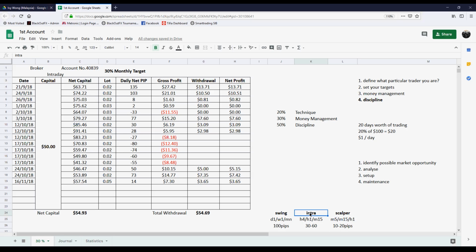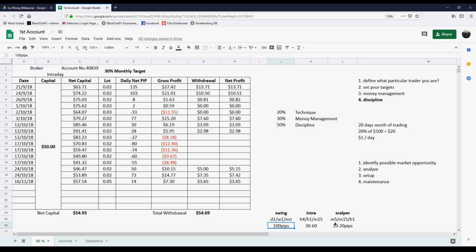When you talk about intraday, you're looking at setups from H4, H1, and M15, and your target should be about 30 to 60 pips. And if you're a swing trader, then you need to look into setups on the daily, weekly, and monthly, and your target should be 100 pips and above. So these are the different styles of trading.